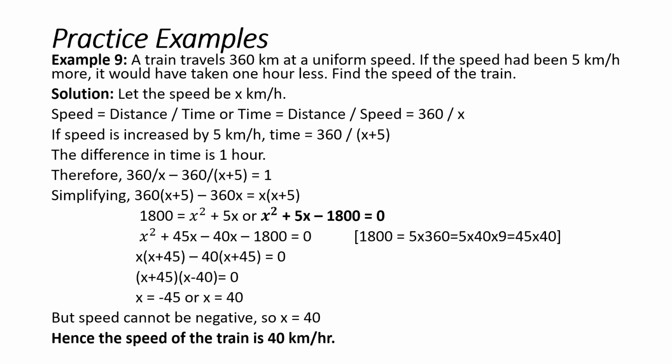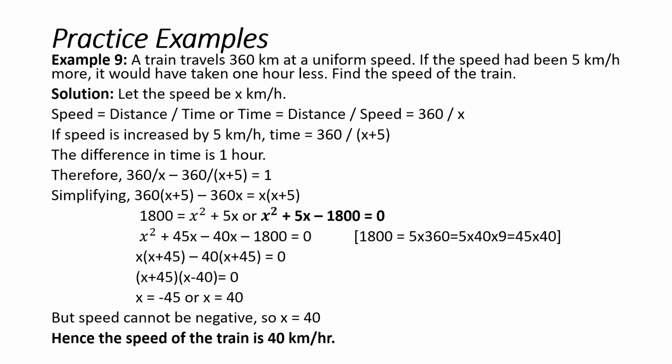Next example. A train travels 360 kilometers at a uniform speed. If the speed had been 5 kilometers per hour more, it would have taken 1 hour less. If the speed is more, time taken is less. Find the speed of the train. Remember, we are doing all the typical types of examples which can be asked in quadratic equations. Now this is one of them.